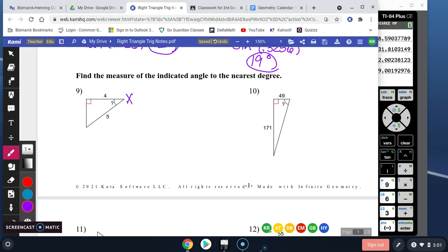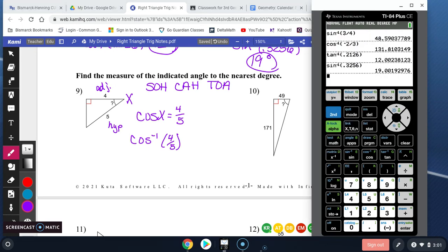Okay, so look at what you have. Well, this side's the hypotenuse. This side is the adjacent. So if you're doing SOHCAHTOA, adjacent and hypotenuse, that's going to be cosine. So I'm going to write cosine of angle X is the adjacent side 4 over the hypotenuse 5. So there's your equation that you're solving. So now you're wanting to find that angle measure. You can go inverse cosine of 4 divided by 5.